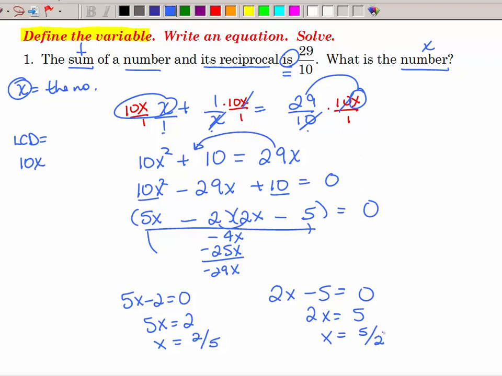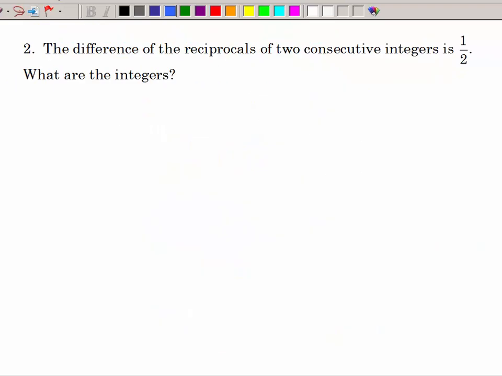And it says what is the number? Well, we can have two answers. We can have 2/5 or 5/2. And if you wanted to check that out, you could add 2/5 plus 5/2 and see if you get 29/10. And you will. Now the second example might require a little bit more work.